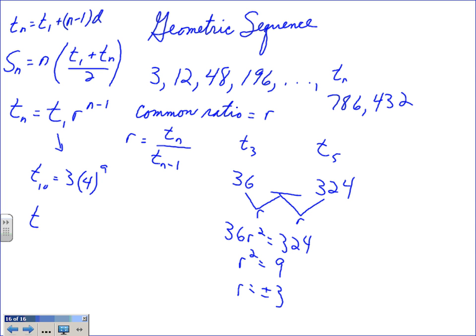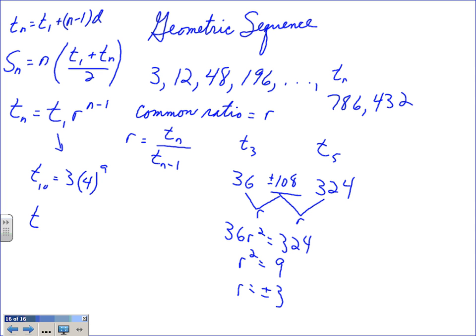If the ratio is 3, we have 3 times 36 is 108. 108 times 3 is 324. No problem. But what if the ratio is negative 3? 36 times negative 3 is negative 108. Negative 108 times negative 3 is also positive 324. So how do we know which one it is? We don't. So my answer is this number here is plus or minus, depending on what R is.